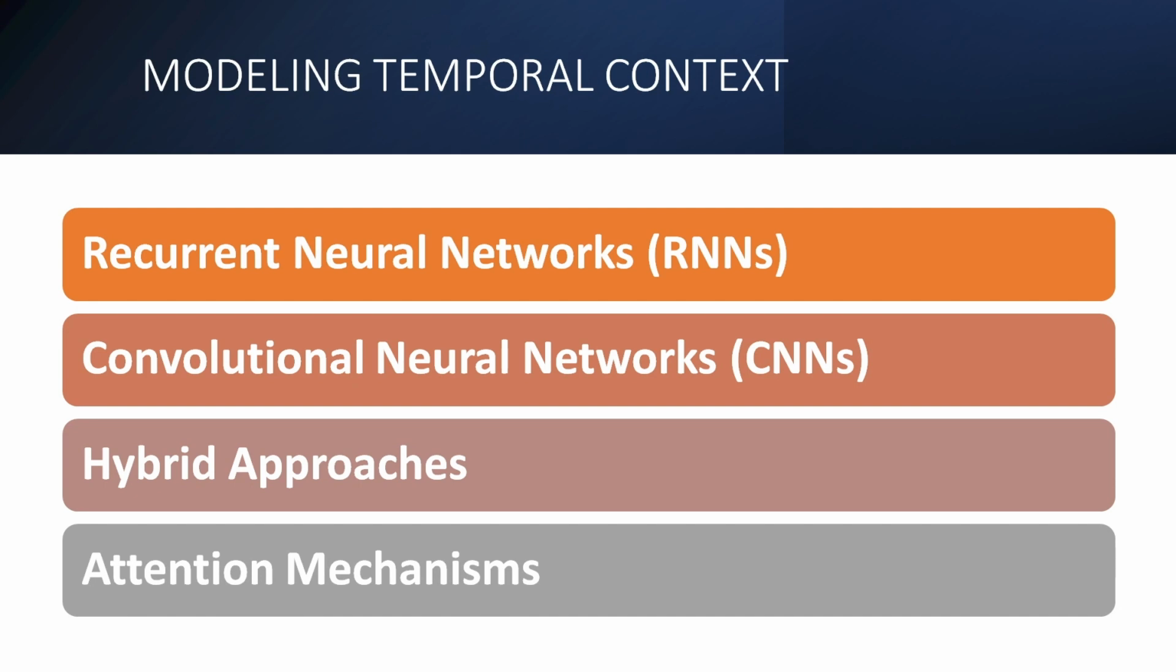Now let's talk about modeling temporal context. Here are four types of neural networks you can see. First is the recurrent neural network, second is the CNN, convolutional neural network, third is hybrid approaches, and fourth is attention mechanisms.